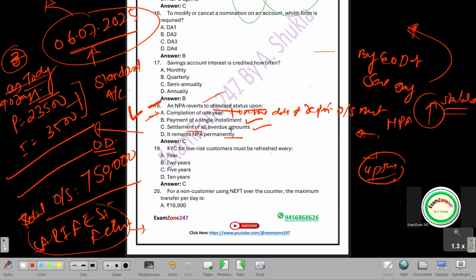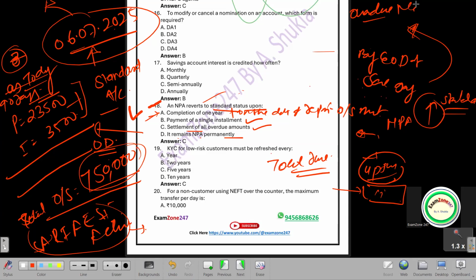Okay, no court. Meaning, when you get a SARFAESI notice, it gives the total due, and the bank asks you for all of it. But an overdue notice is a different thing. In an overdue notice, you ask for only the overdue amount. But whenever you give notice under SARFAESI, you ask for the whole amount that is due to the bank. Okay.